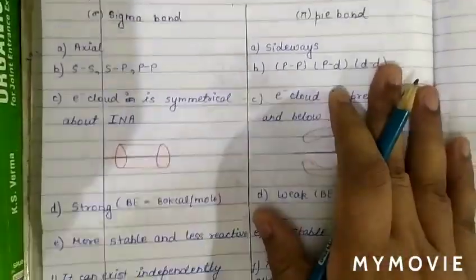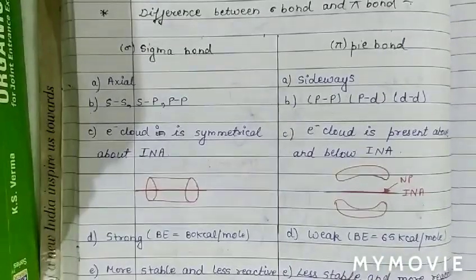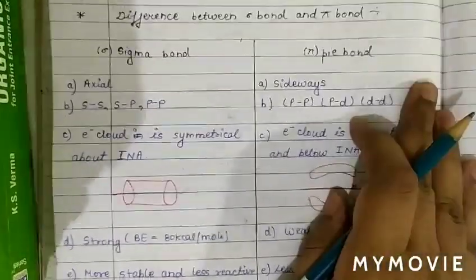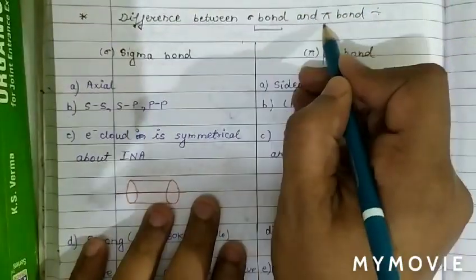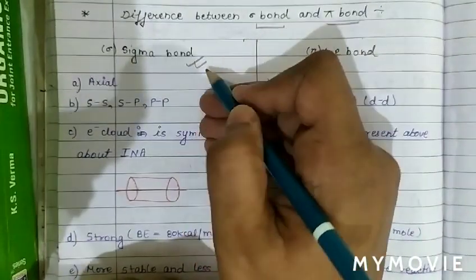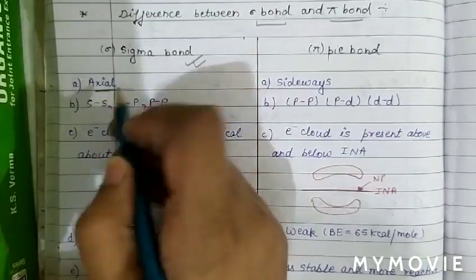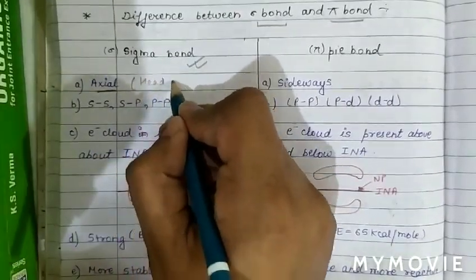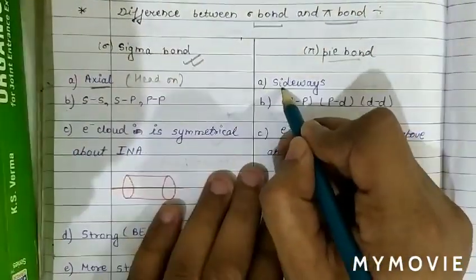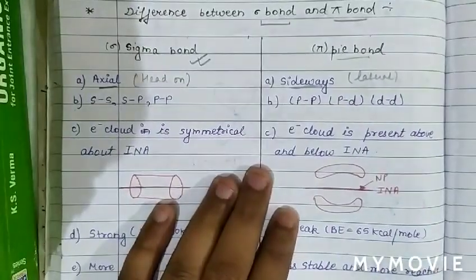See, next we are going to discuss the difference between sigma bond and pi bond. As we know, a sigma bond is basically formed by head-on overlapping. So we will say axial. Axial means it is formed by head-on overlapping, while the pi bond is formed by sideway, or we say lateral, overlapping.